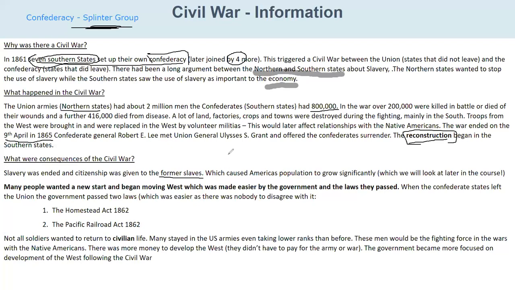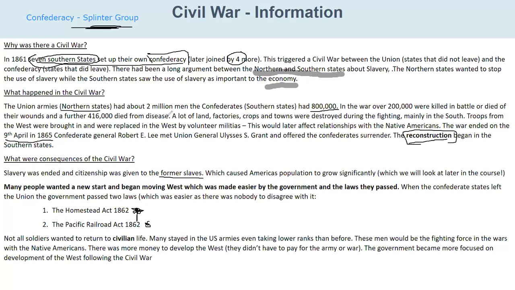Now, remember, before this, a lot of people moved across America because of the gold rush, but America had begun to expand, and a lot of people wanted a new start, which was made easier by the laws that were passed by the government at the time. Now, when the southern states left the government, the Northern Union group passed two laws, which was easier because there was no one to disagree. The first law was one that we're going to look at in this lesson, the Homestead Act, and the second law, the Pacific Railroad Act, which is going to be the next lesson.